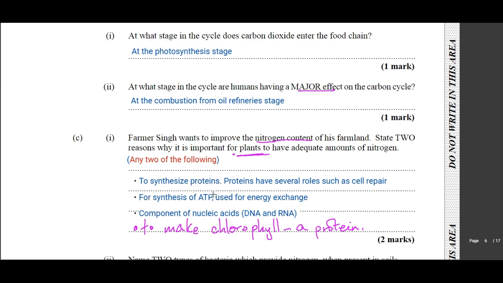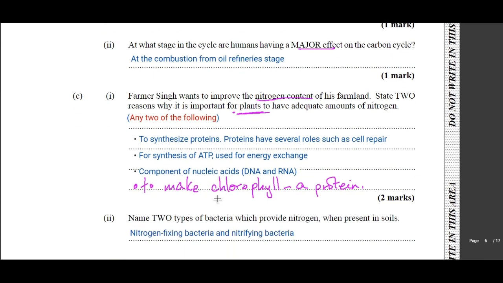The other one, synthesis of ATP. Yes, ATP has a lot of nitrogen in it, as well as your nucleic acids, your DNA, your RNA also has a lot of nitrogen in it. Okay? So you need nitrogen to make all of these biomolecules. So any two of those will do, 1 mark each.